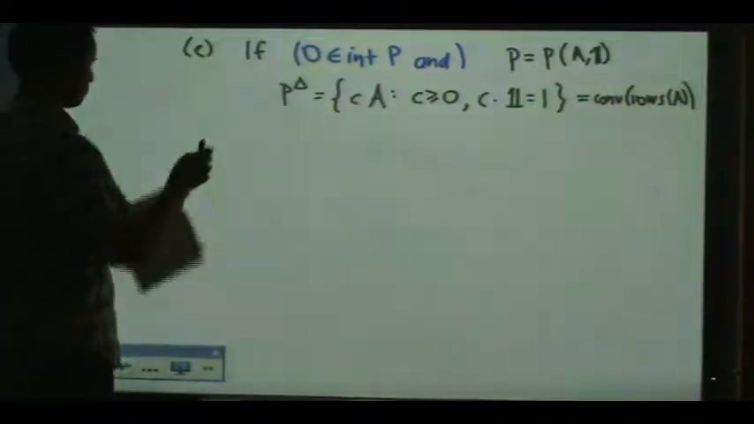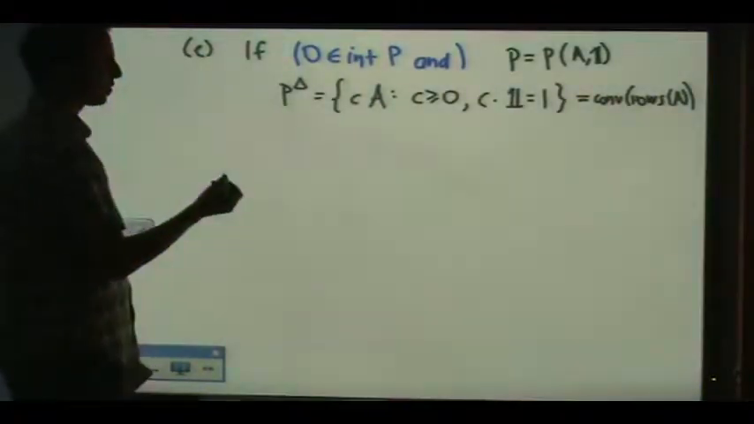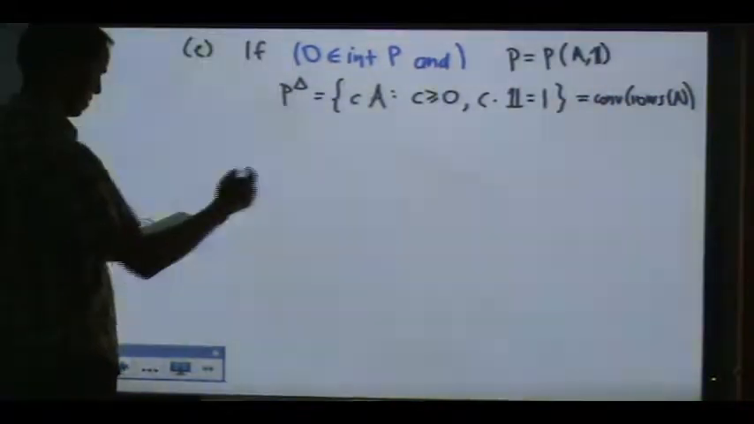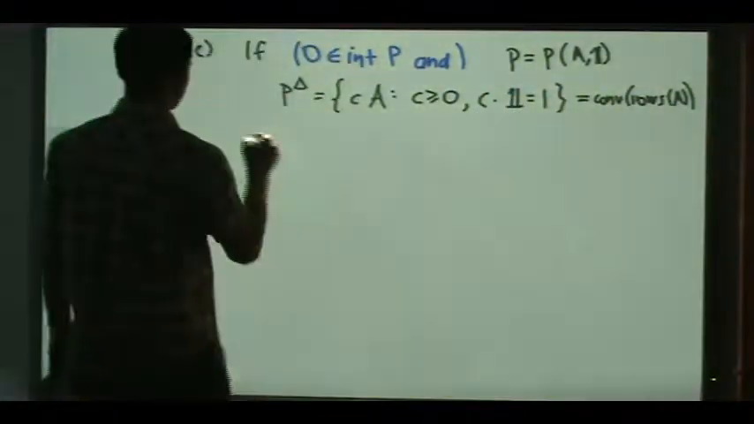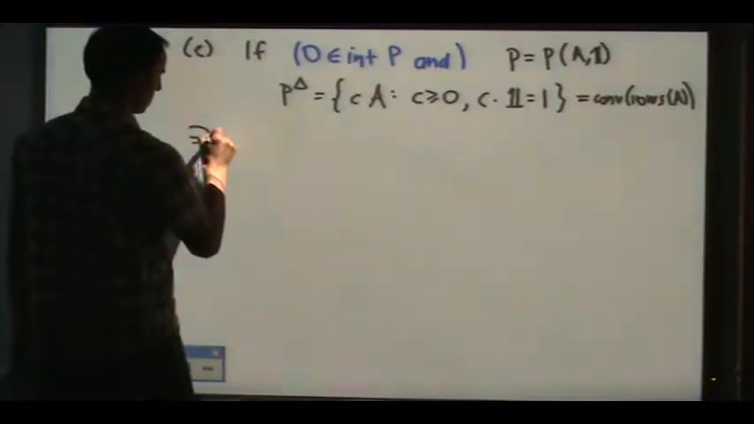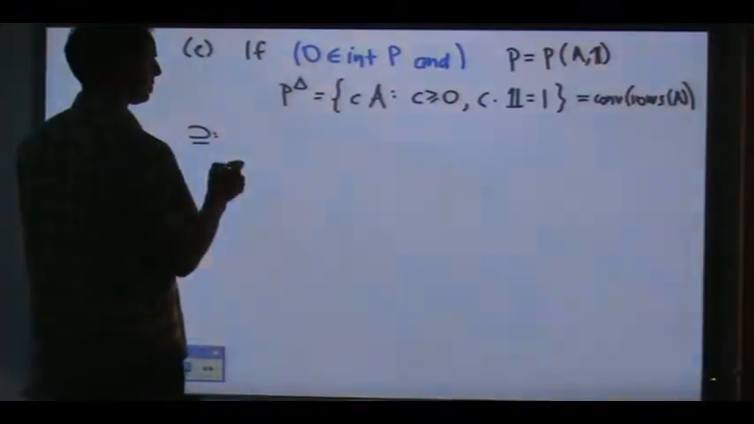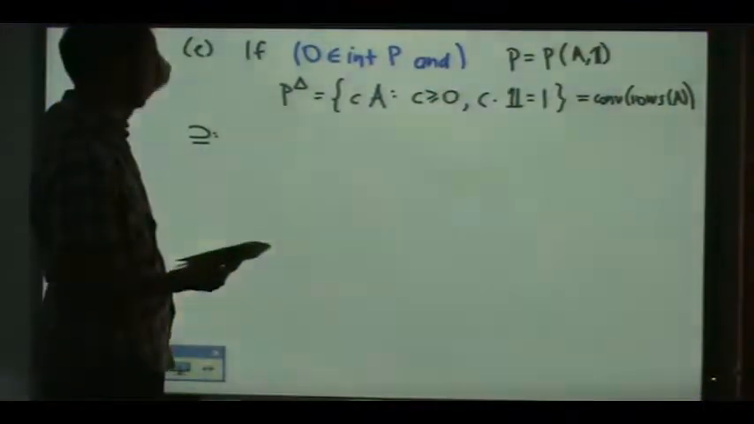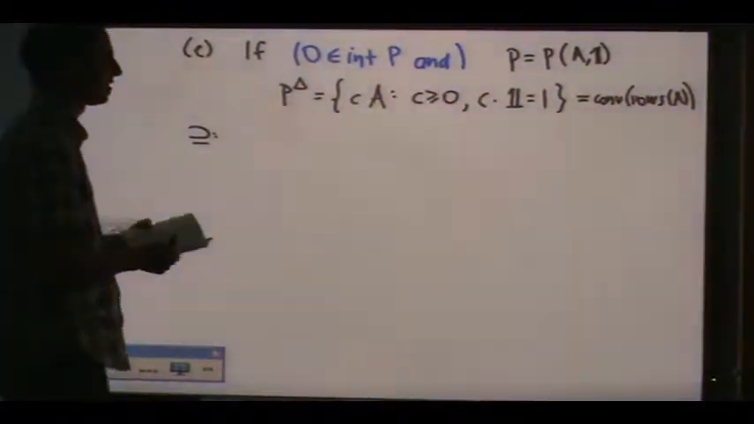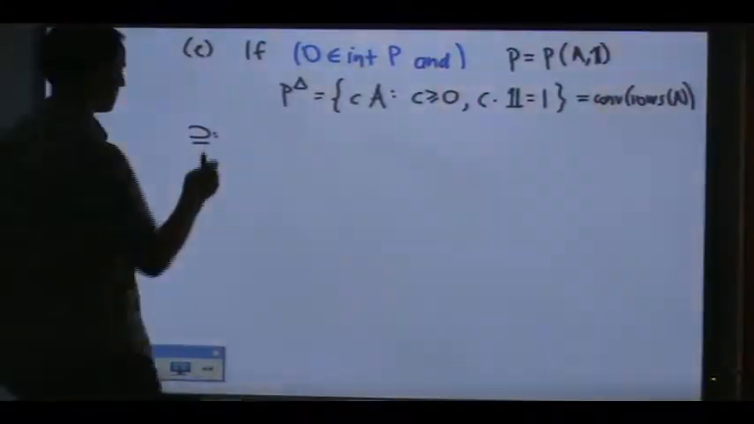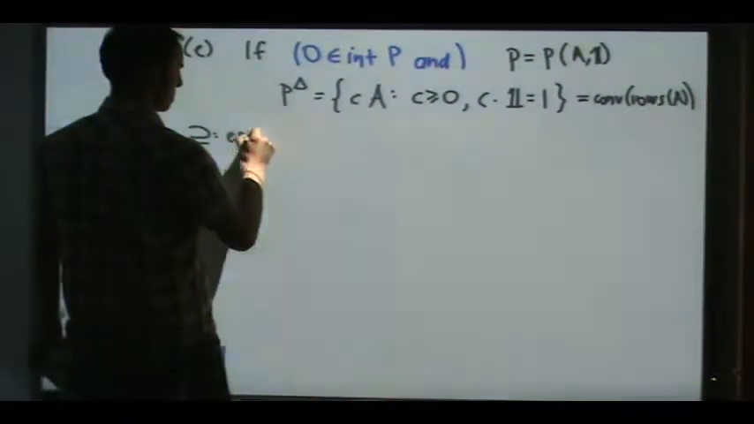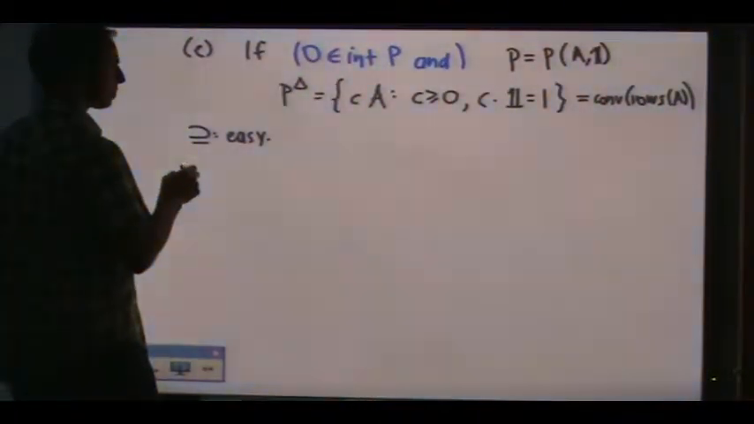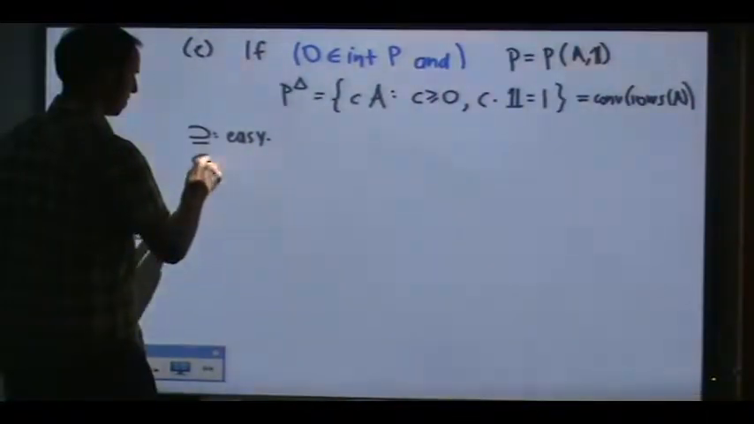So again, there's two directions, and one is pretty straightforward, and it's from here to here. So this one is easy. Basically, just write down the definitions, and you see that it's very straightforward. And this is the one that is tricky.